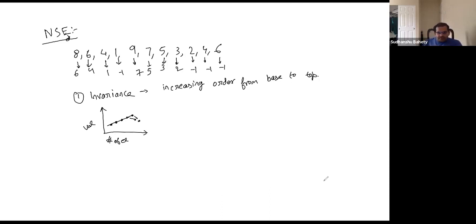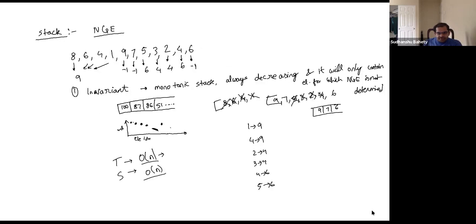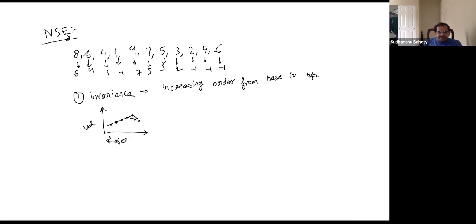So I won't go through the dry run. I guess it's pretty obvious. 8, 6 is there, then you pop 8 out and you push in 6. Then 4 is there, then you pop 6 out and you push in 4. 1 is there, you pop 4 out and push in 1. 9 is there, you don't pop 1 out, you push 9. 7 is there, then you pop 9 out, you push 7. 5 is there, you pop 7 out, you push 5. 3 is there, you pop 5 and you push 3.